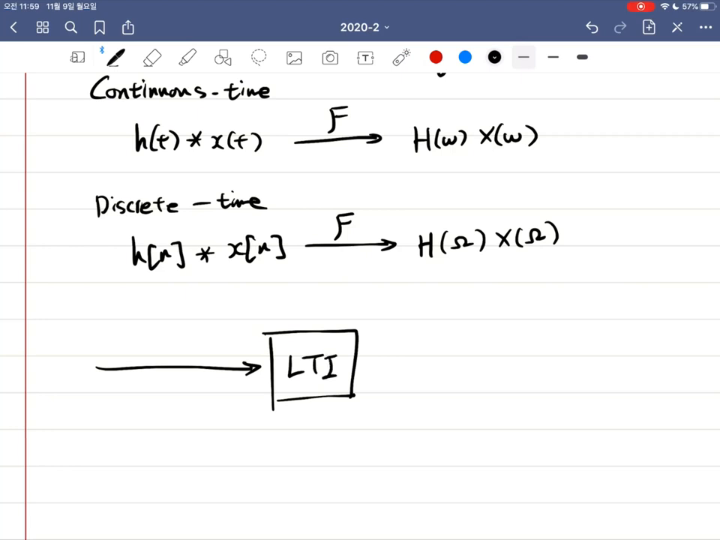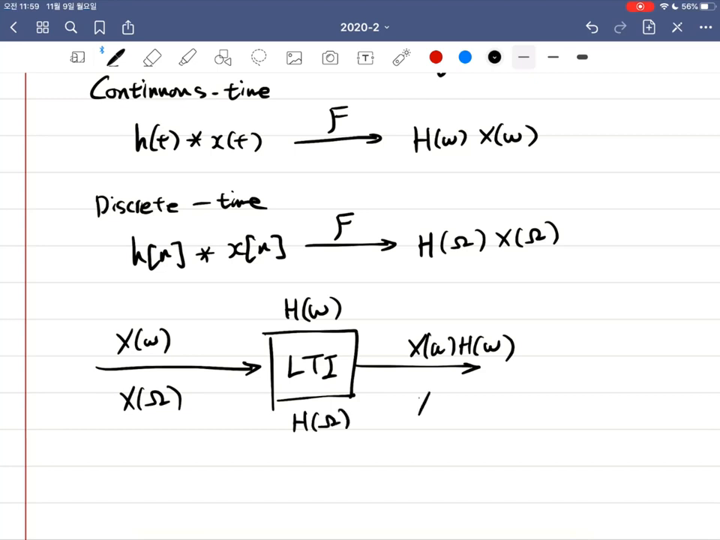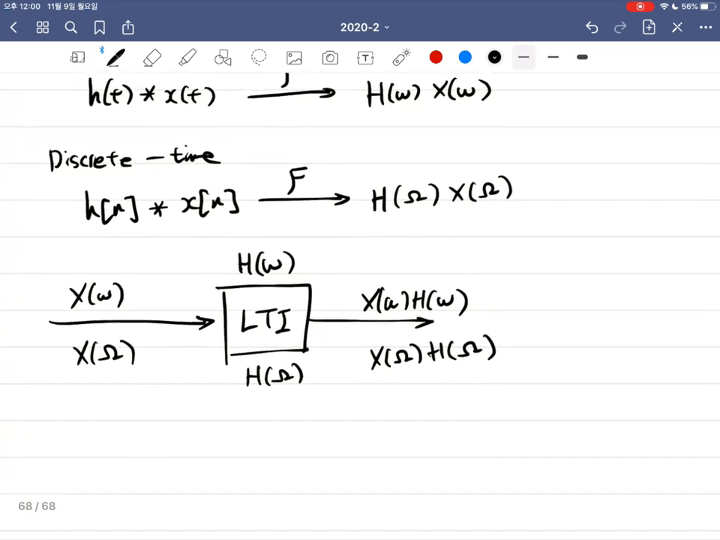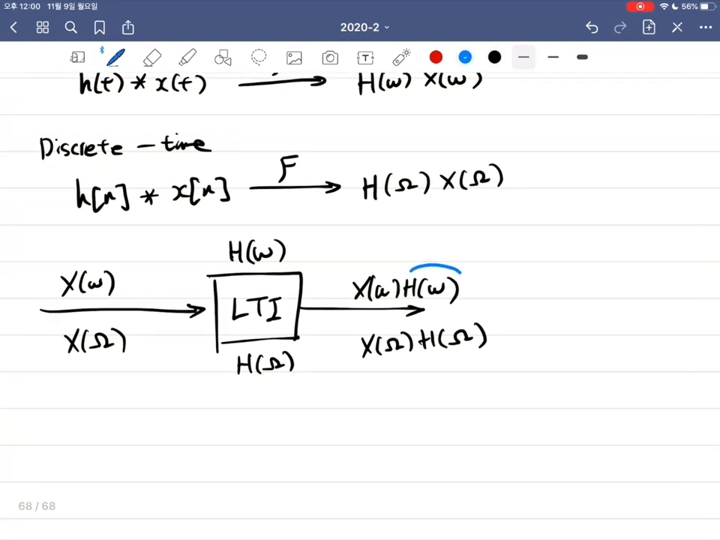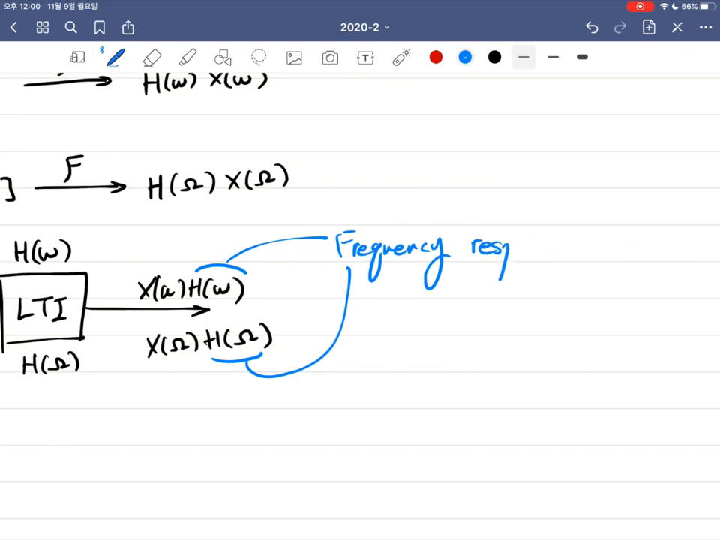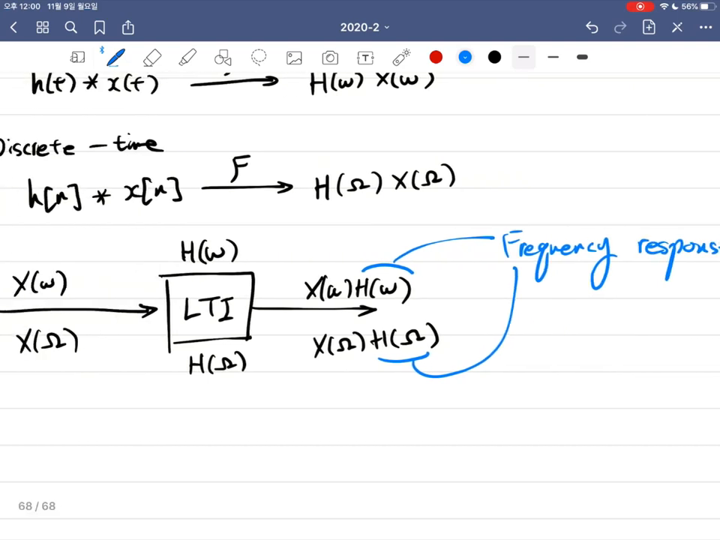So if I go through this LTI system for continuous time, I can get the output just by multiplying. And also with discrete time, I will have the same multiplication to get the discrete time output if you want to obtain the output in the time domain. And what is this called? This was called the frequency response in continuous time and discrete time respectively.